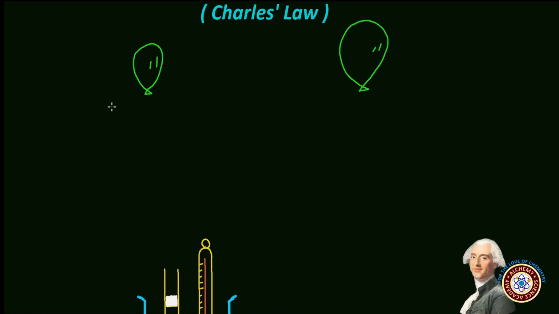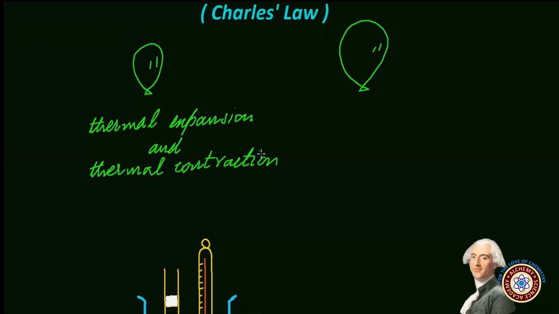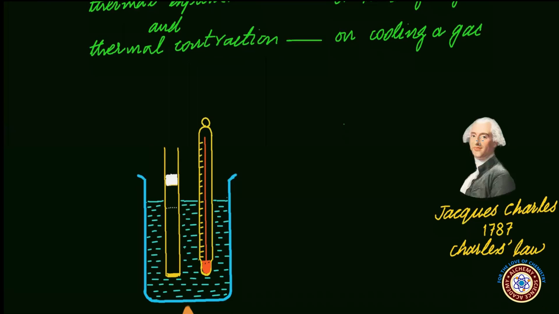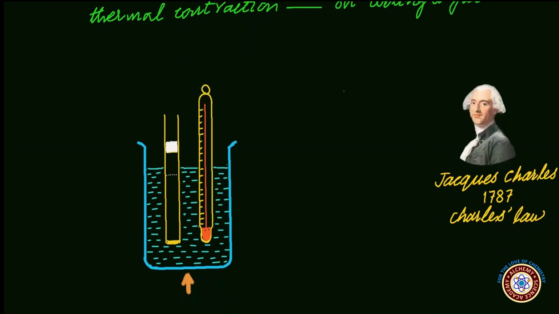The phenomenon is called thermal expansion and thermal contraction, respectively. Thermal expansion happens on heating a gas, whereas thermal contraction happens on cooling a gas. By using these observations, Charles in 1787 proposed a law which is called Charles' law, and it explains the effect of a change in temperature on the volume of gases.